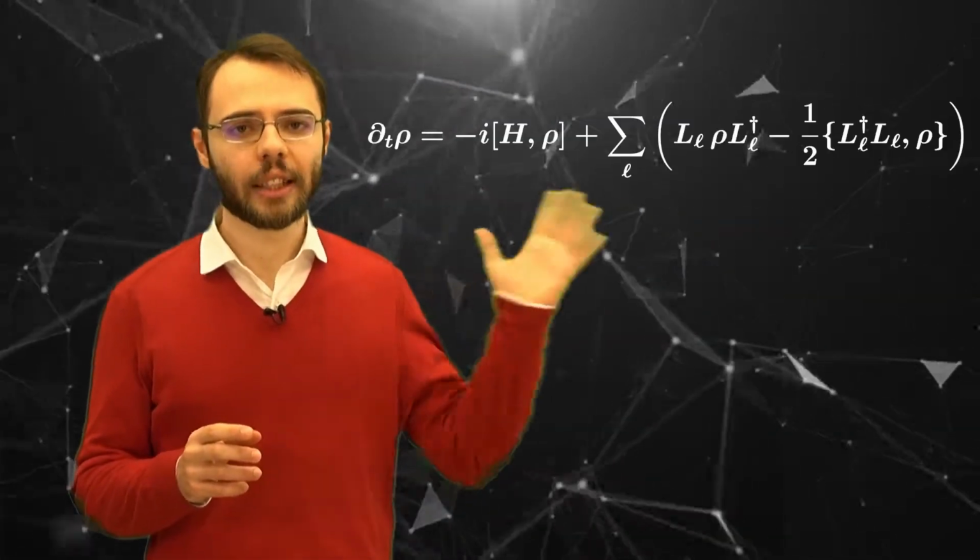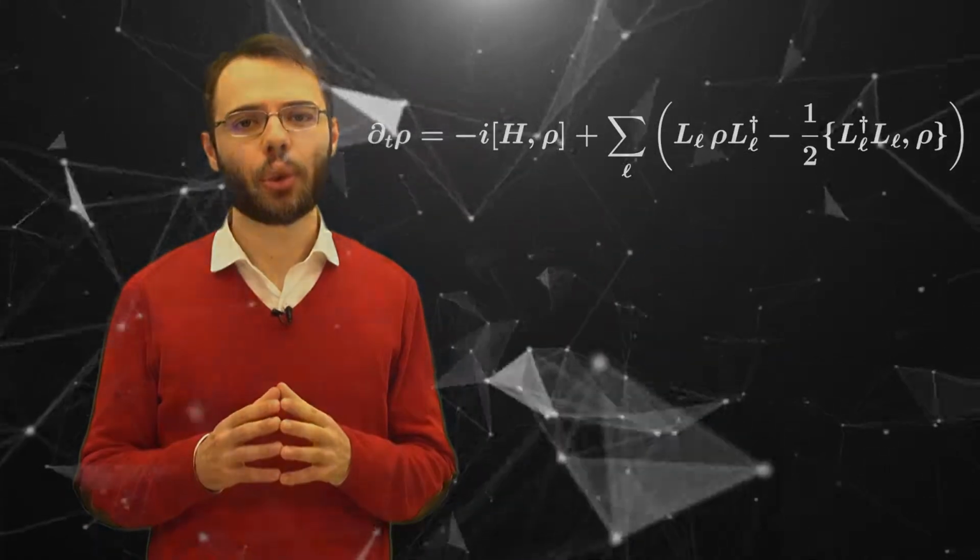So, what we do is to look for an approximate or effective description for the degrees of freedom of the system only. One possibility is that of Lindbladian dynamics. In this approach, we describe the evolution of the system using the Lindblad equation. Let me guide you through it.